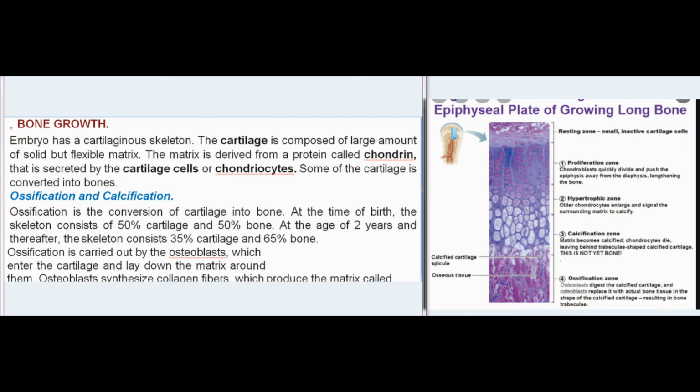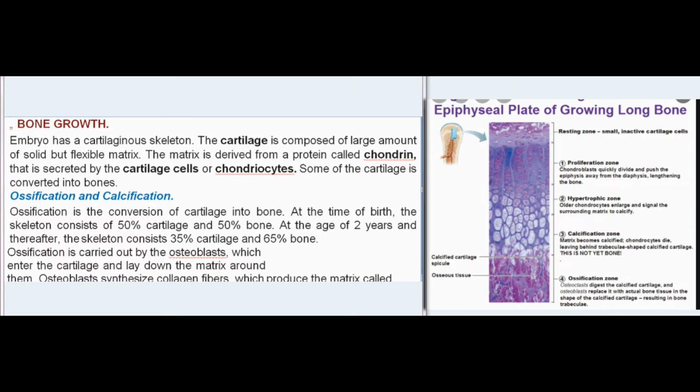Ossification and calcification. Ossification is the conversion of cartilage into bone. At the time of birth, the skeleton consists of 50% cartilage and 50% bone. At the age of 2 years and thereafter, the skeleton consists of 35% cartilage and 65% bone.